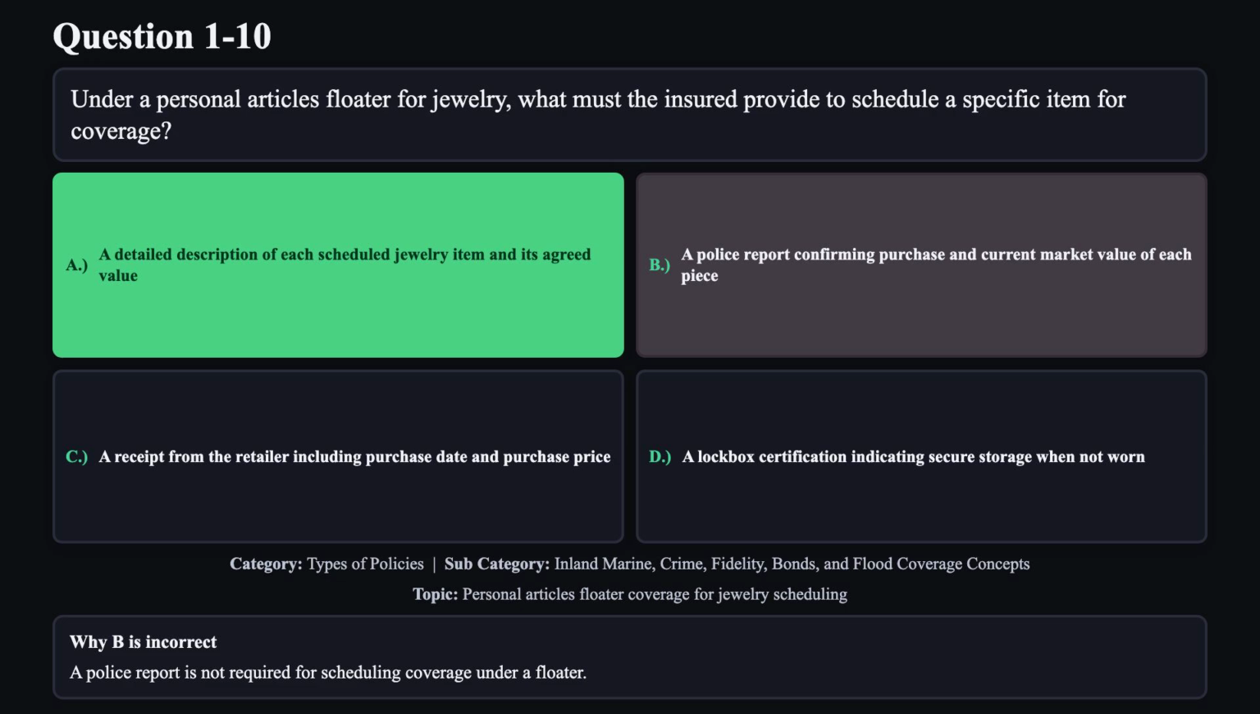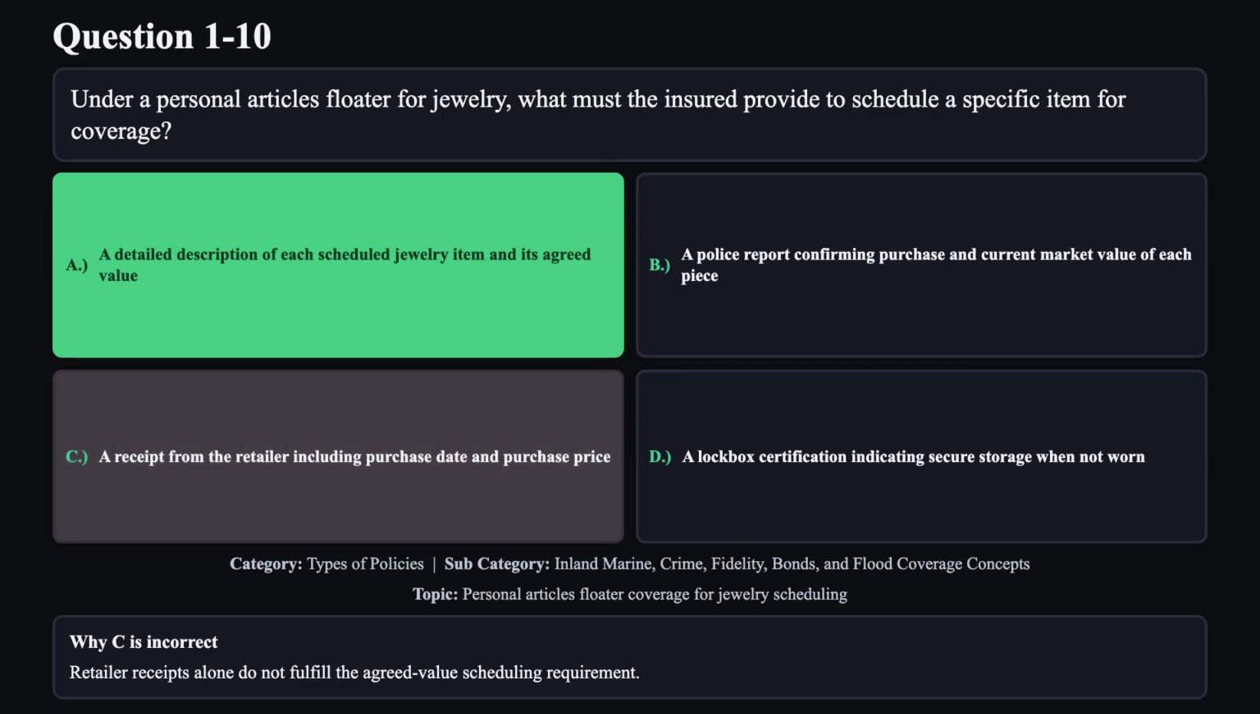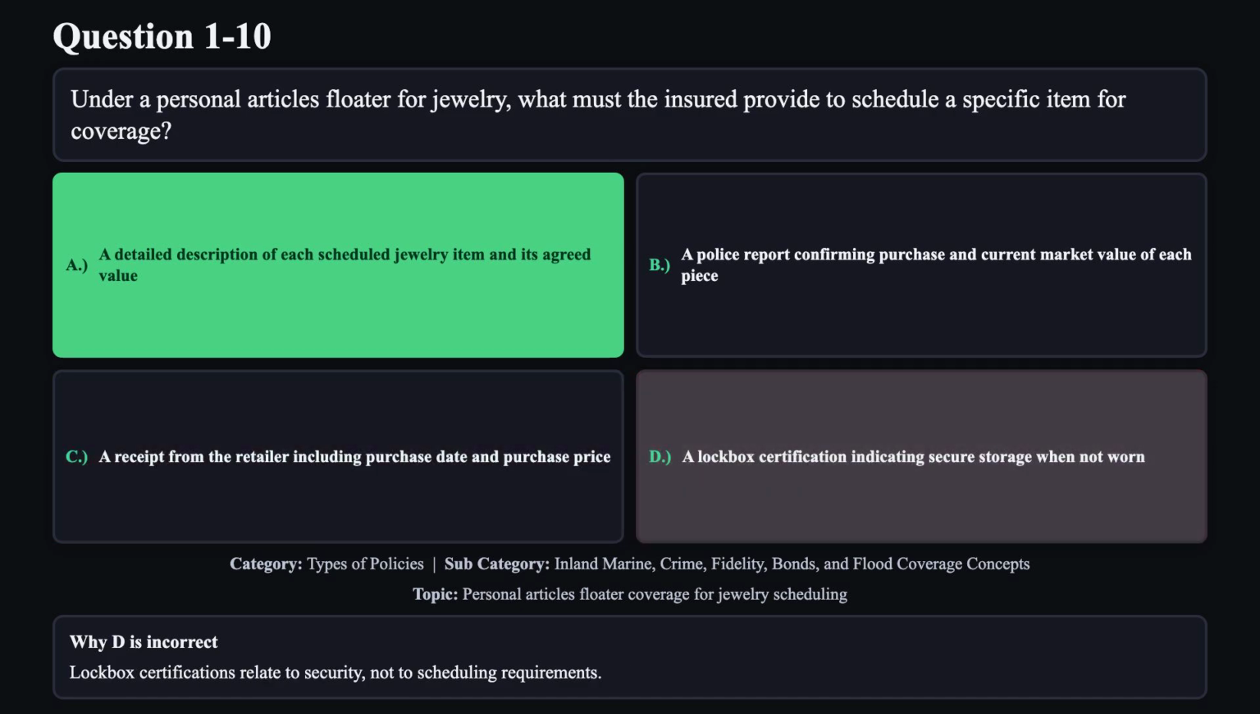Reason B is not correct. A police report is not required for scheduling coverage under a floater. Reason C is not correct. Retailer receipts alone do not fulfill the agreed value scheduling requirement. Reason D is not correct. Lockbox certifications relate to security, not to scheduling requirements.